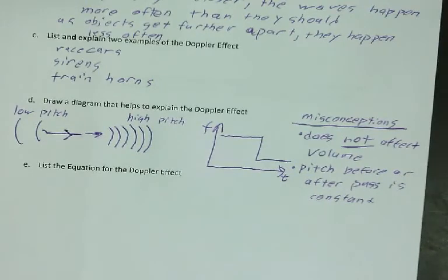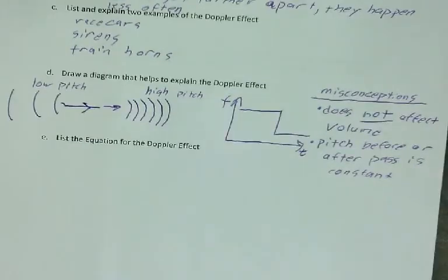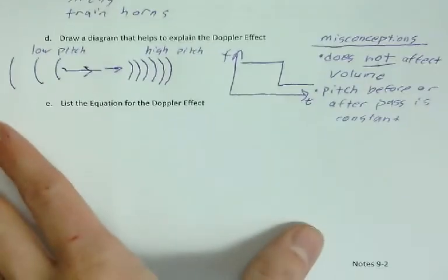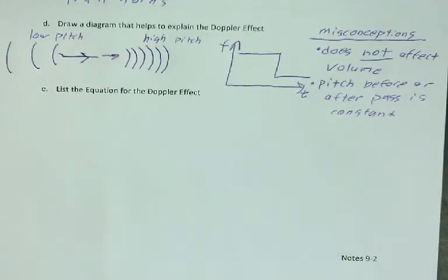It's going from a high pitch too high to a low pitch that's too low. All right? Let's list the equation. We'll do the example, and I'll give you time to work on the homework, and we'll be in good shape.